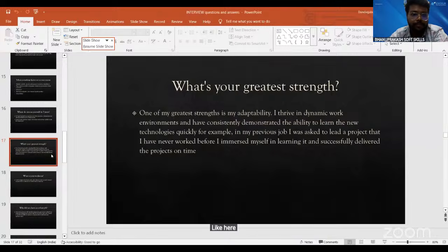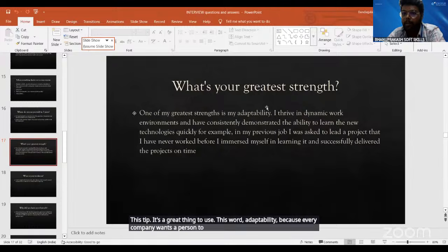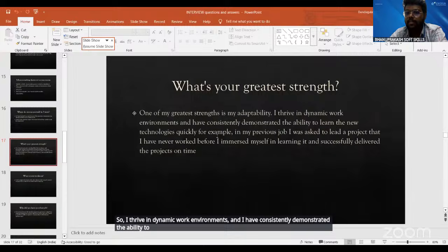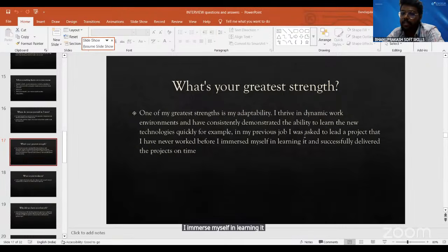Like here you can see: one of my greatest strengths is my adaptability. As I'm giving you this tip, it's a great thing to use the word adaptability, because every company wants a person to be very adaptable. So I thrive in dynamic work environments, and I have consistently demonstrated the ability to learn new technologies. And here is one example. In my previous role, I was asked to lead a project that I had never worked on before. I immersed myself in learning it and successfully delivered the project on time. This is the answer that you can give.